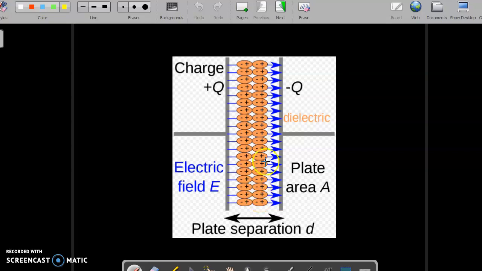So what will happen? An electric dipole will be created. But these materials never conduct electricity. They will respond to an external electric field, but the current never flows through these dielectric mediums.